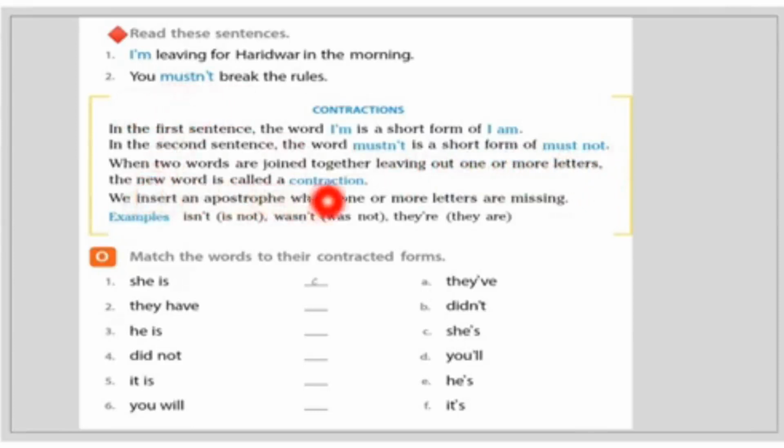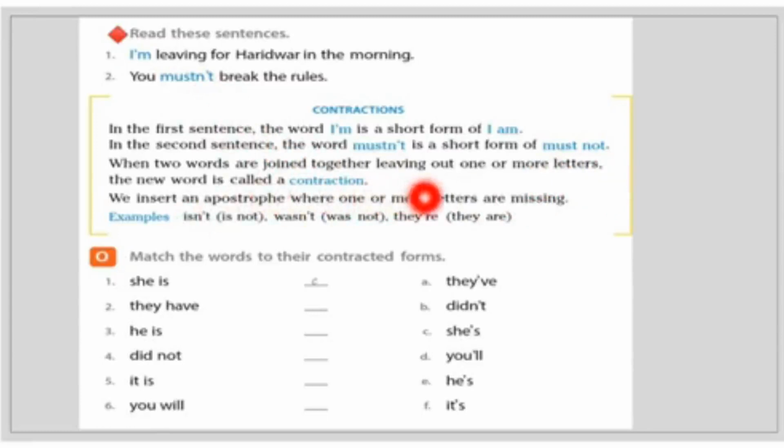Okay, when two words are joined together like "I am" or "must not", these two words are joining together, right? At that time we can leave out one or more letters. Here in "must not", which letter is missed out, or which have we omitted? It is O. We have omitted the letter O, and instead of O we use the apostrophe in that word. Okay, must not.